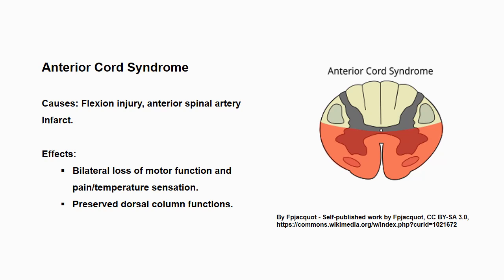Anterior cord syndrome may occur due to flexion injury or anterior spinal artery infarct. Effects include bilateral loss of motor function and pain and temperature sensation due to affected corticospinal and spinothalamic tracts, respectively. Preserved dorsal column functions like fine touch and proprioception.